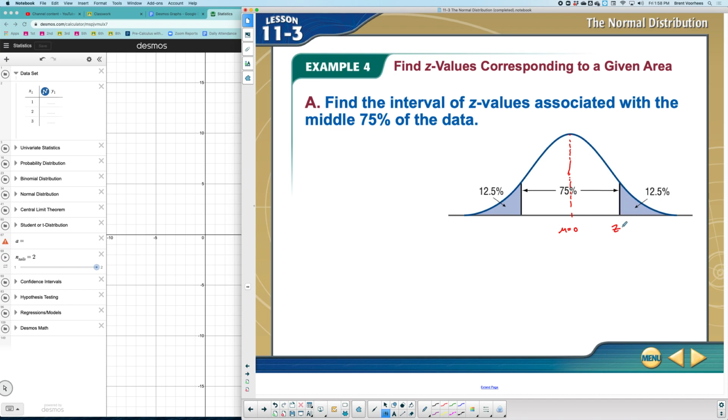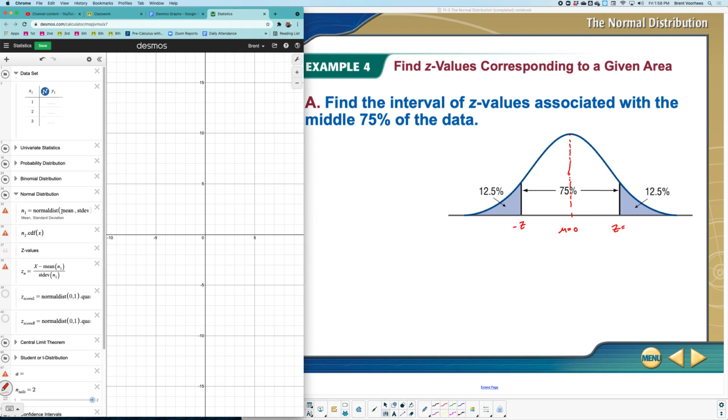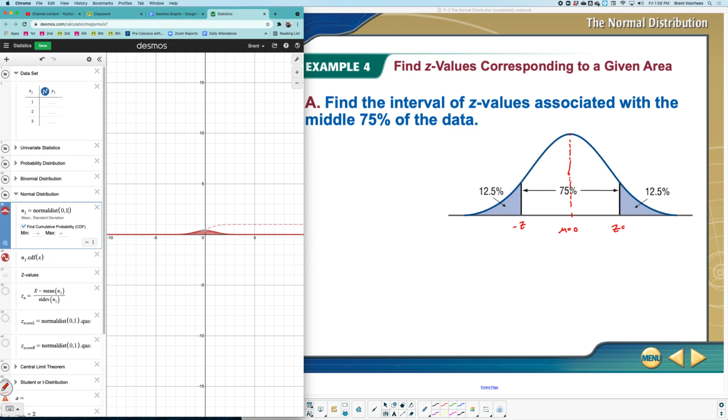We want to find what z-value will give me approximately 75% in the middle, which means that whatever z-value is here, this will be a negative z-value on this side, such that I have 12.5% on each side. So let me show you how my calculator walks through it. So for a z, you're dealing with a mean that is 0 and a standard deviation that is 1.